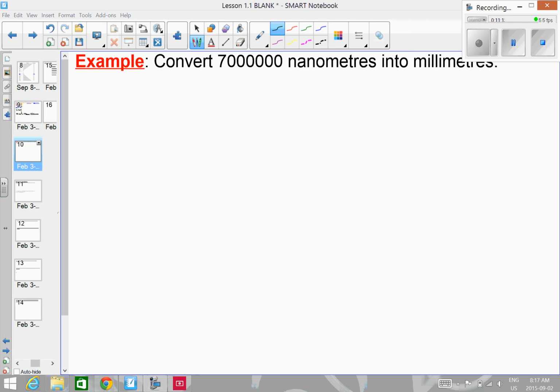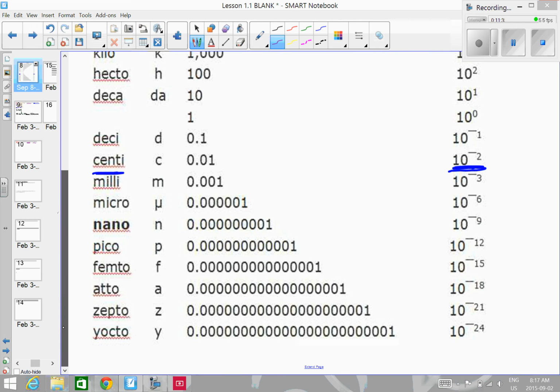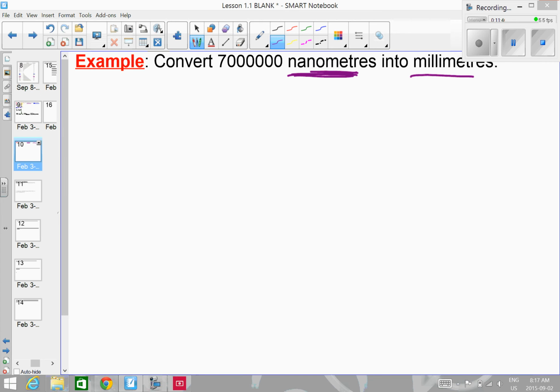All right, one more quick example. We're going to convert 7 million nanometers into millimeters. So again, step 1 was find the unit that you're given. That's nanometers. So let's look at that on our chart. We have to scroll down. Oh, there's nano. So nano is 10 to the power of negative 9. Alright, so let's write that down. Nano is 10 to the negative 9.